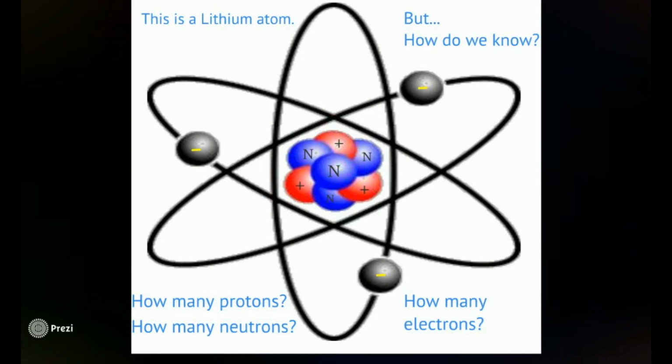How many neutrons? 4. And how many electrons? 3. So what do you notice about the protons and electrons? They are the same. Y'all see that? 1, 2, 3, 1, 2, 3. In a normal neutral atom, that's what it's going to be.